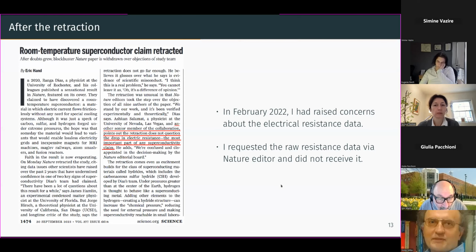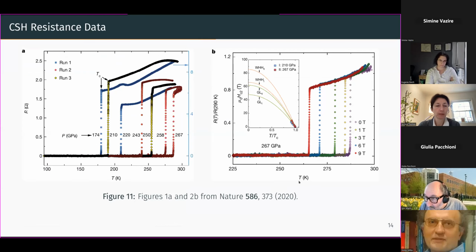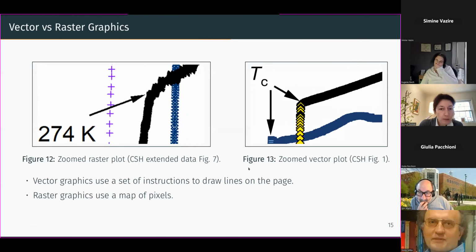Well, at that point, I had questioned the electrical resistance data in the paper. Here is the electrical resistance data in the paper. And so the question is, how could I get at this data if the authors did not share it? Well, it turns out that both of these plots are plotted in a vector graphics format in the paper. So what that means is that if you zoom way in on the plot, it sort of remains sharp.